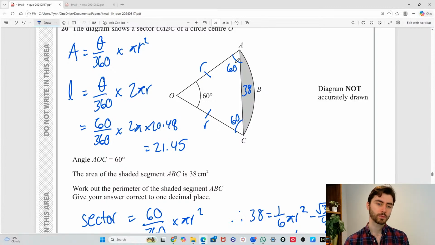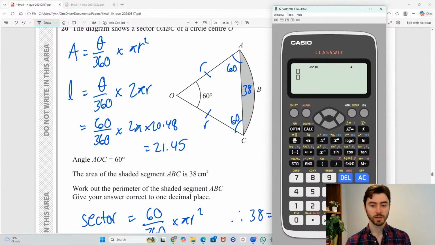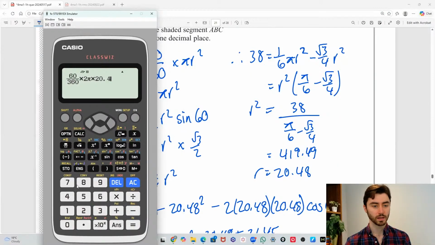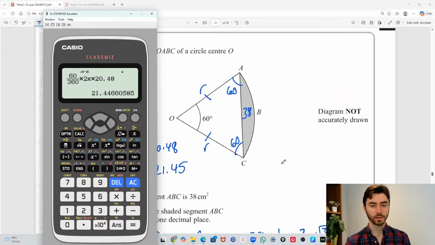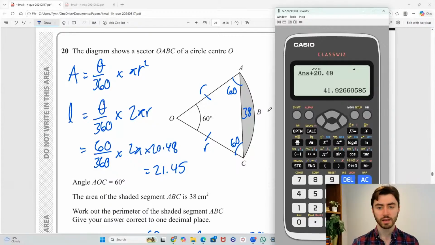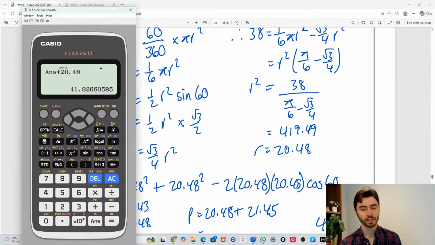And then 6. Let me check the arc. So 60 over 360 times 2 pi. So this all depends on my r, which I've said is 20.48. It's that thing plus the 20.48 means the perimeter of my shape is, let me read the question again. Work out the perimeter of that shaded segment. Yep. So I said the perimeter is 41.9. Yes. So if my r is correct, then my answer is correct.